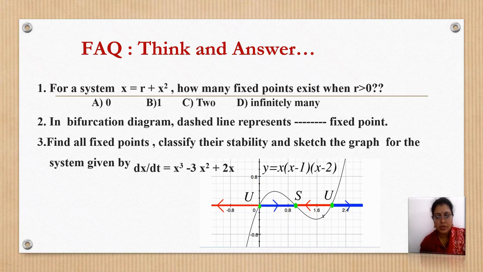So here you can see that for the first fixed point, x is equal to 0, both the arrows are moving away from it. So it is unstable. Then x is equal to 1, both the arrows are moving towards it. So it is a stable fixed point. x is equal to 2, both the arrows are moving away from it. Again, it is an unstable fixed point.